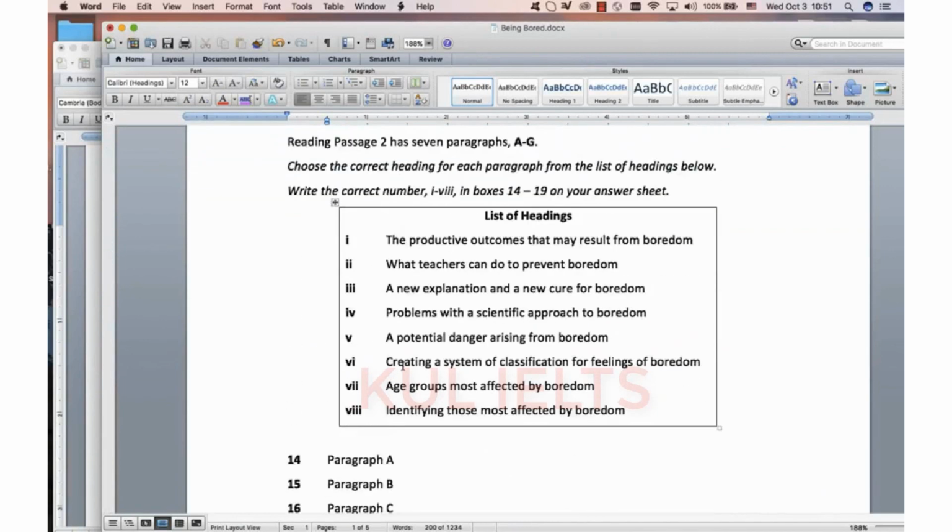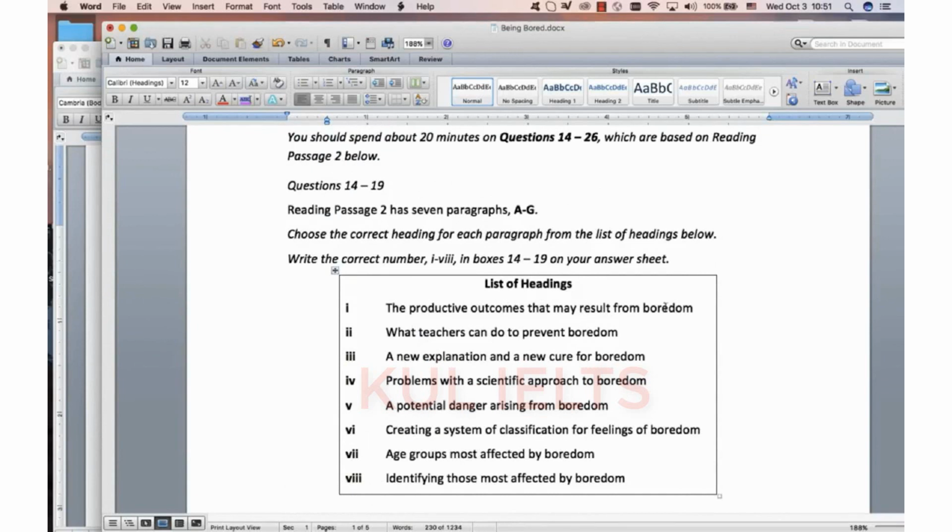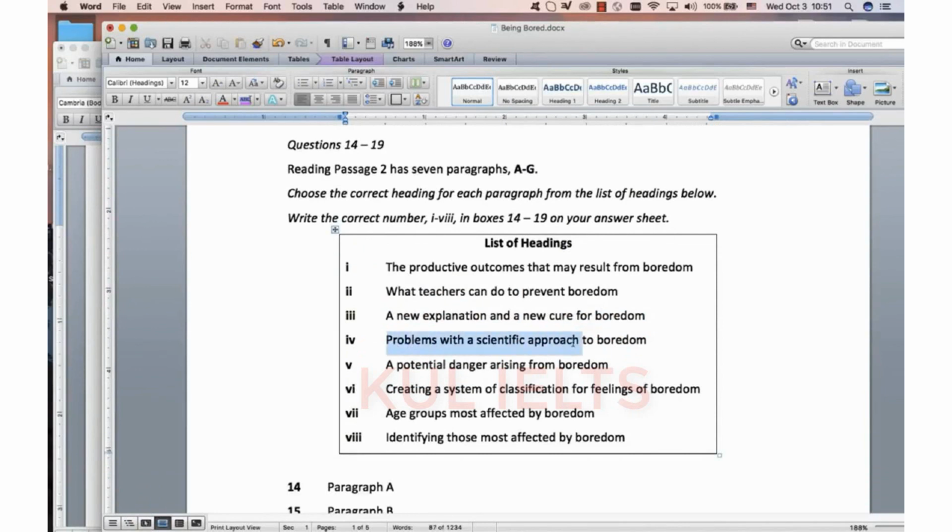Let's go to our headings. The productive outcomes that may result. No, we're not looking at outcomes. What teachers? I didn't see anything about teachers. A new explanation, a new cure. No. Problems with a scientific approach to boredom. That's great. A scientific approach in the laboratory, and problems is something negative. Potential danger arising? No. Creating a system of classification? Maybe that could be something about the laboratory. Age groups? No. People identifying? No. So we're looking at this one or this one.